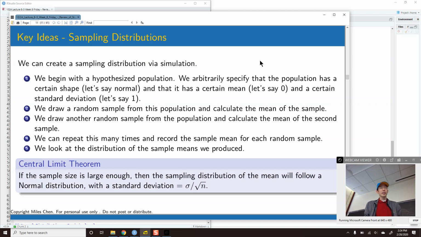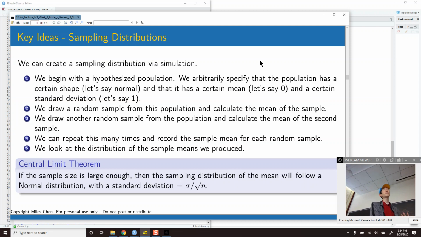And we could create one of these via simulation. So you start with some hypothesized population. You arbitrarily say, let's pretend that the population looks like this, with this mean and this standard deviation. So I just chose the standard normal. I said, let's pretend the population is normal, has a mean of 0, standard deviation of 1. Then we draw a random sample from this population, and we calculate the mean of that sample, okay?